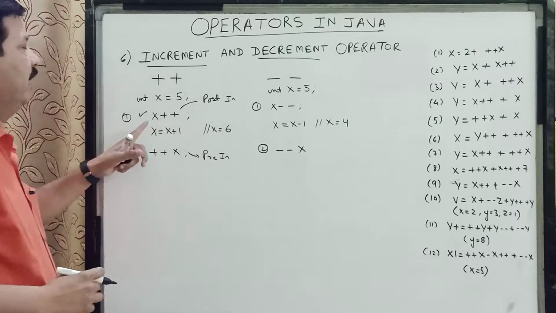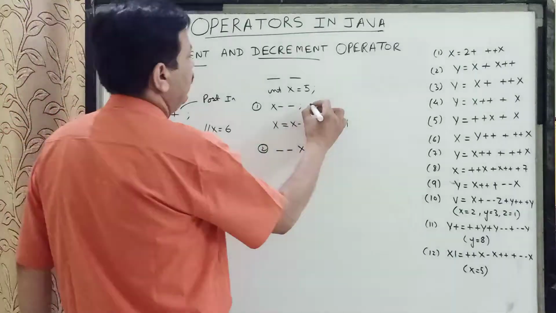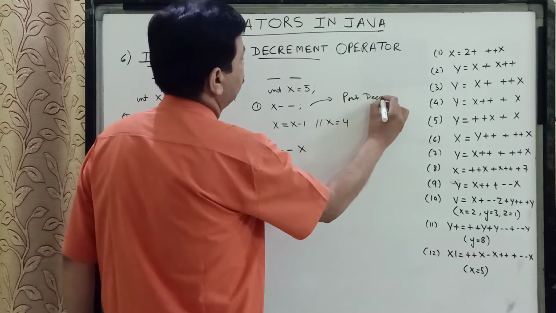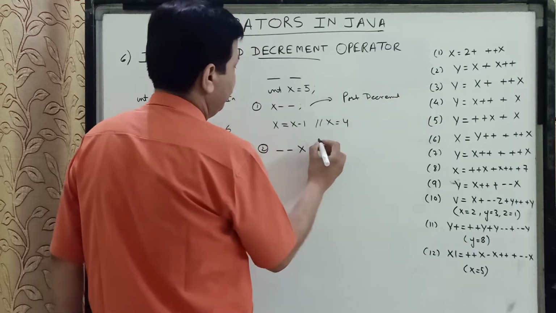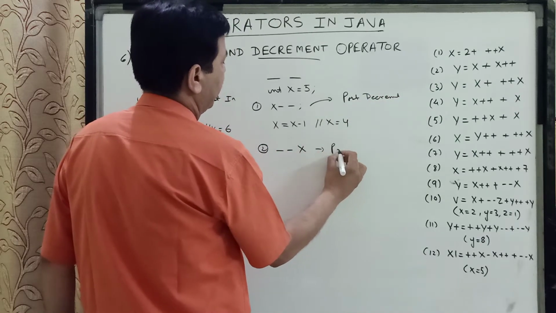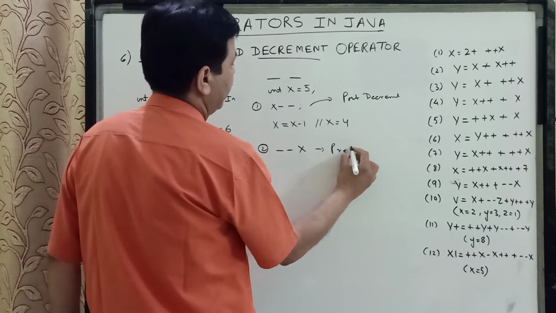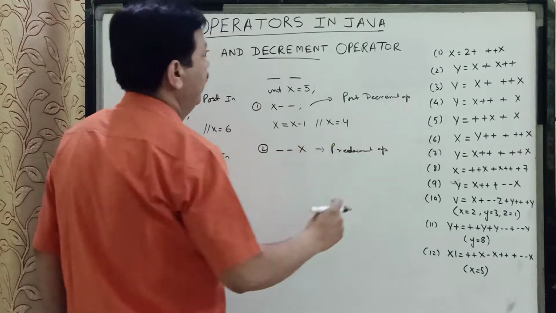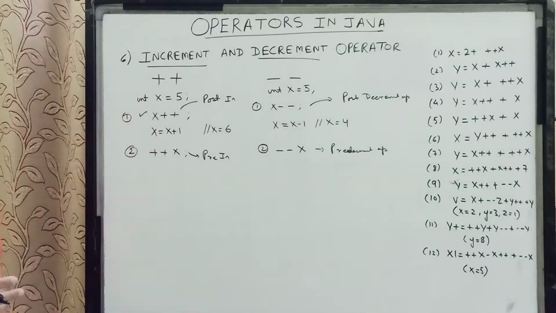So these are the two ways. In the same way children, this will be called post decrement and this will be called pre-decrement operator. So children, these operators are changing the value of its operand by 1.